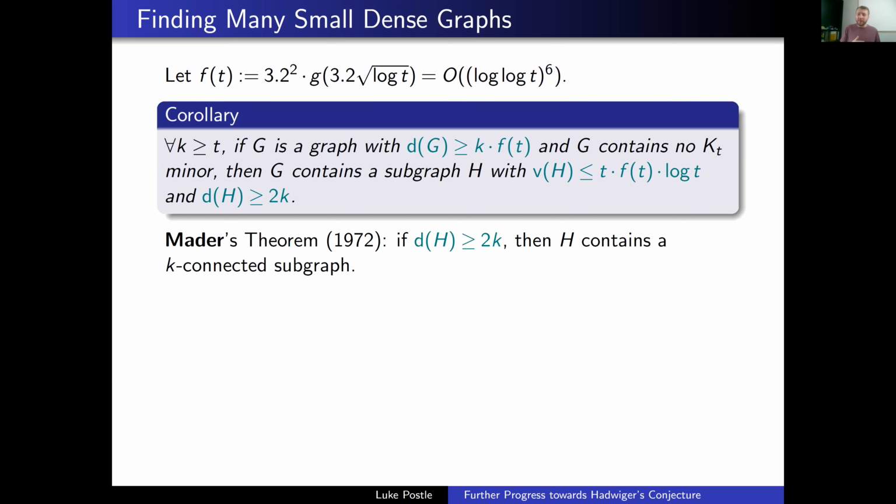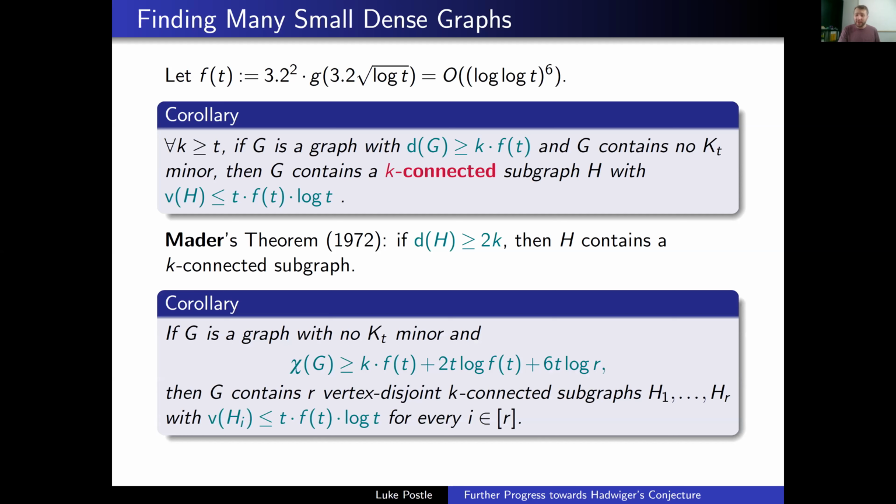Well, if you invoke Mader's theorem, if the density of H is at least 2k, then you can get a k-connected graph as a subgraph. So we could actually replace it and say, we can even get a k-connected graph. So you tell me what connectivity you want, and with a little log t to the 6th error term, I can get you that while keeping it small, in the t polylog t realm, which is nice because those are easy to color.